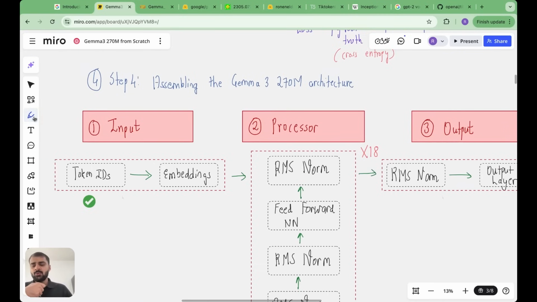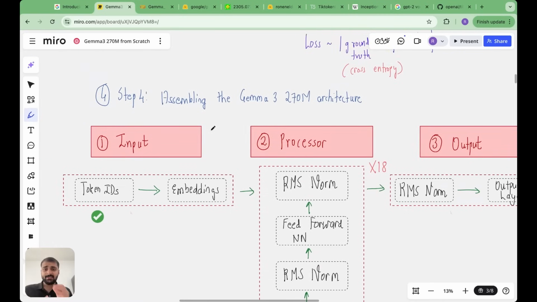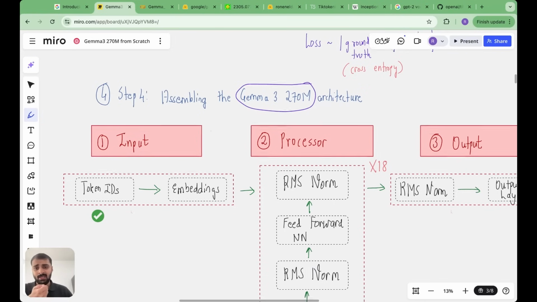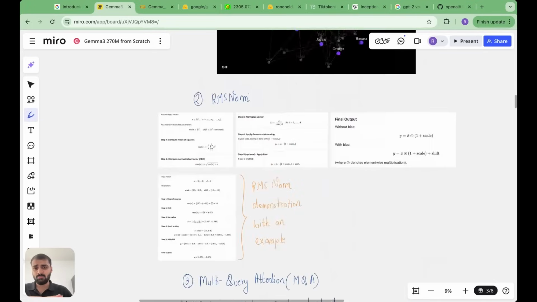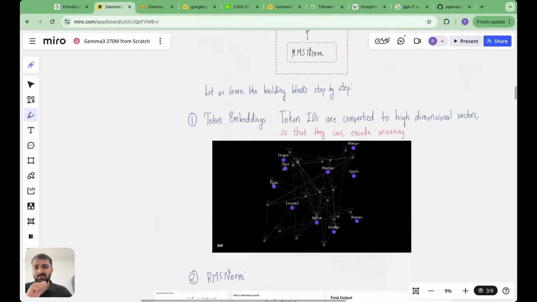Next, we come to an aspect which can be called the brain of Gemma 3 270 million, and this is probably the most important section of this video. So you can pay very careful attention to this section which I'm explaining right now. I've tried to make it as visual as possible so that you will be able to understand each and every single aspect.